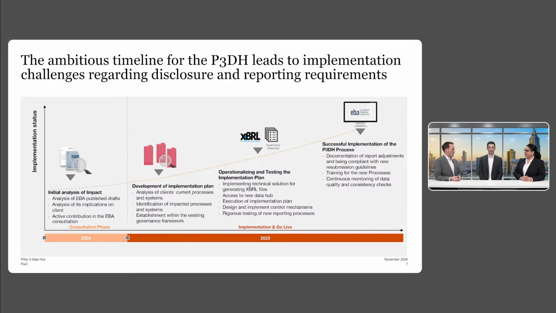So in the first step, banks should conduct an initial analysis of the impact of Pillar 3 Data Hub on their current processes and systems. In the short run, they should develop a detailed implementation plan with the resources they need. They should design internal control systems, and after setting up their plan, it is time to test and to operationalize this plan, and to make sure to comply with the data quality and consistency.